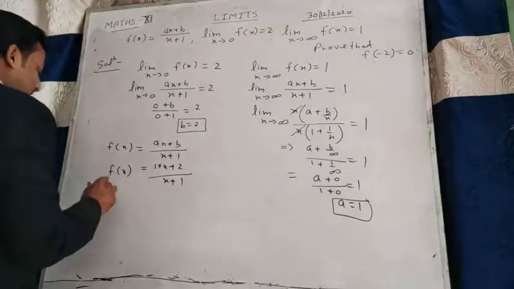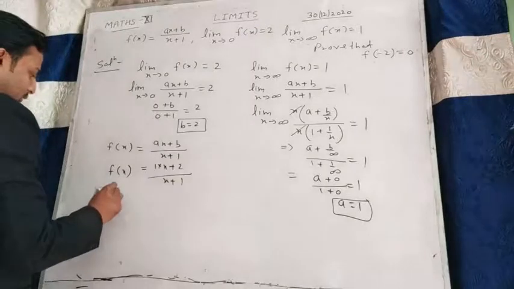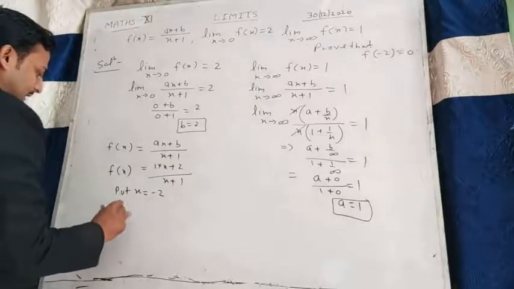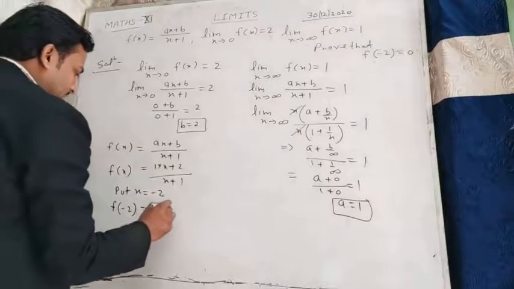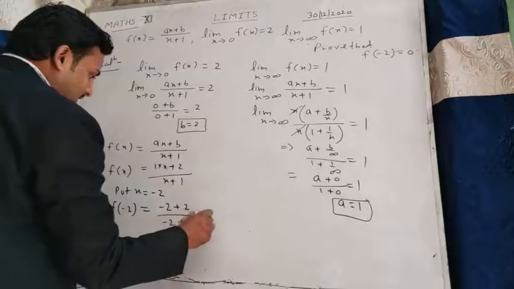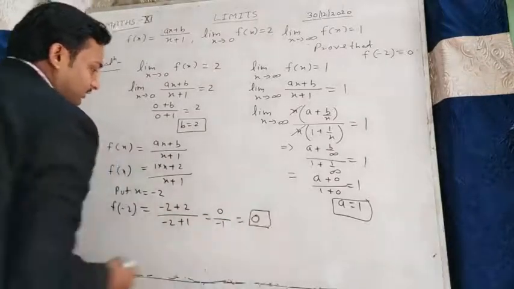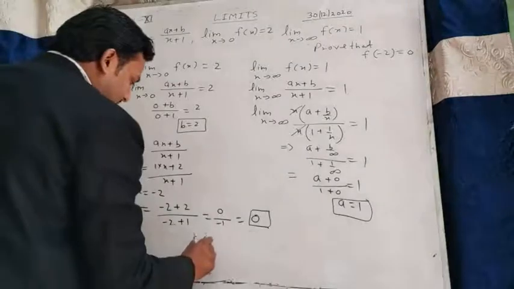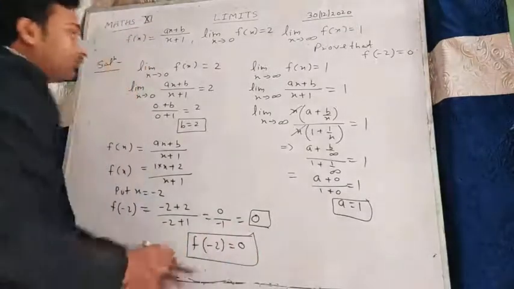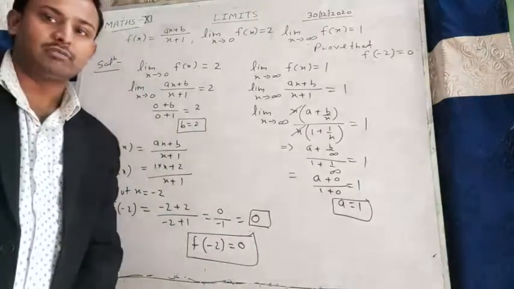Now student, we have to find the value of f(-2). So put x is -2, so we write f(-2) is (-2 + 2)/(-2 + 1), which is 0 by -1, which is equal to 0. So in this way we have proved that our f(-2) is equal to 0. I hope you understand students.